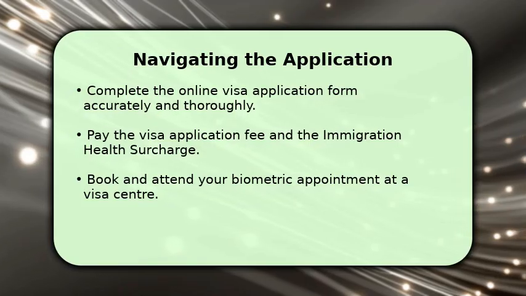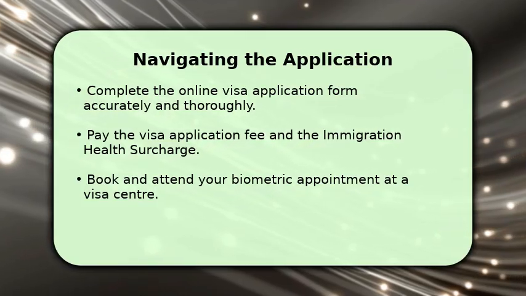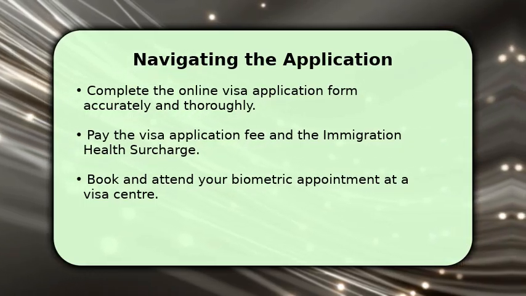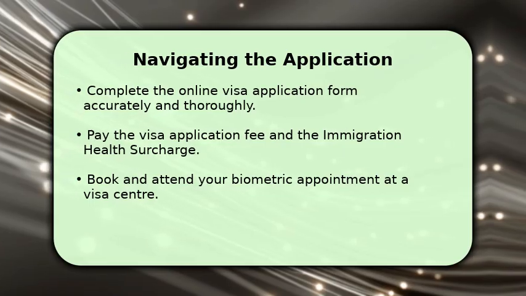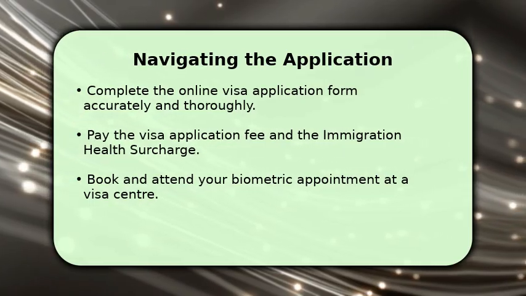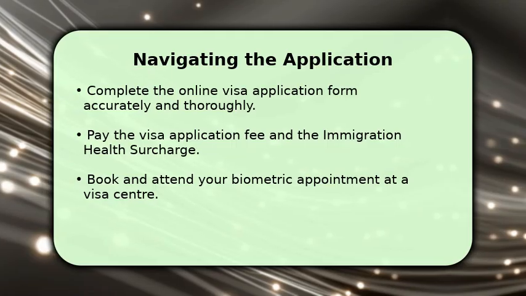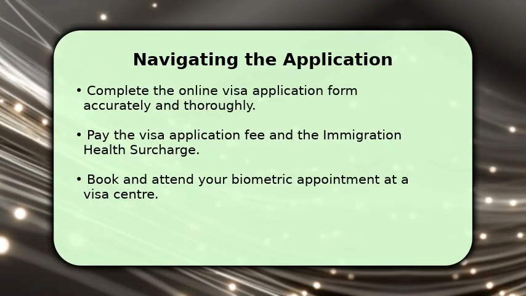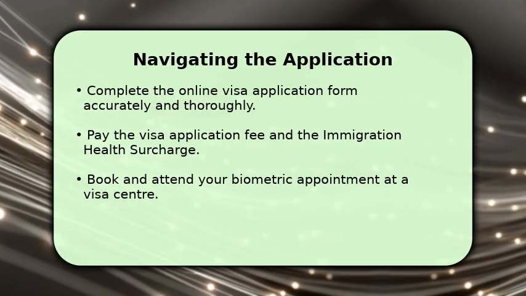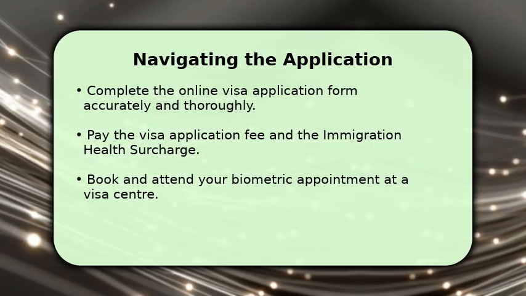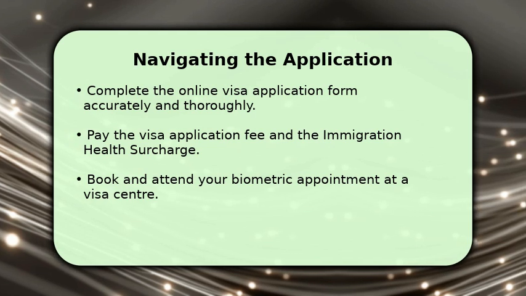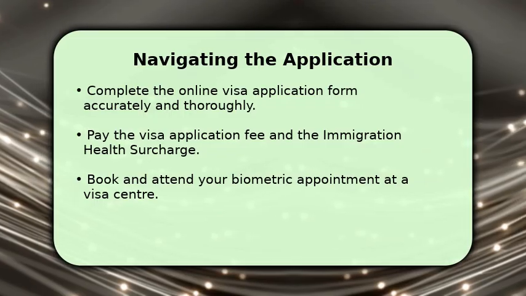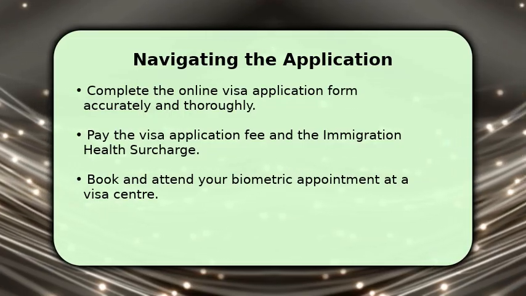Now, let's walk through the application process itself. You'll start by completing the online visa application form with precision, ensuring all details are correct. Following this, you must pay the visa application fee and the immigration health surcharge. Then, schedule and attend your biometric appointment at a designated visa application center. This is where your fingerprints and photograph will be taken. Finally, submit all your supporting documents, either digitally or in person, as instructed.